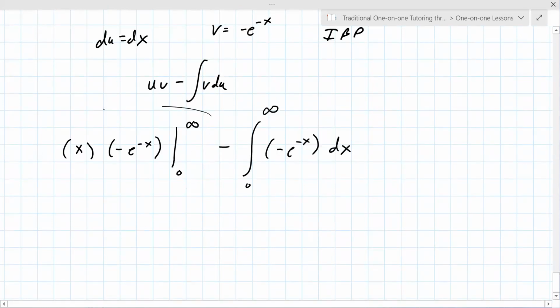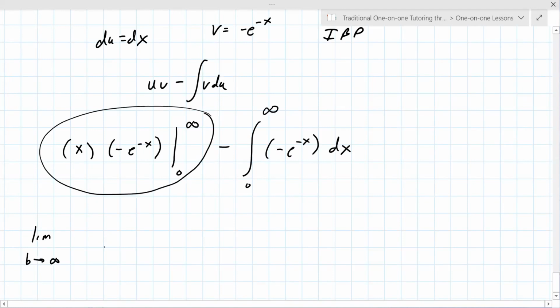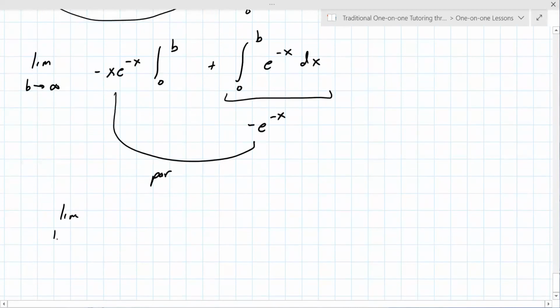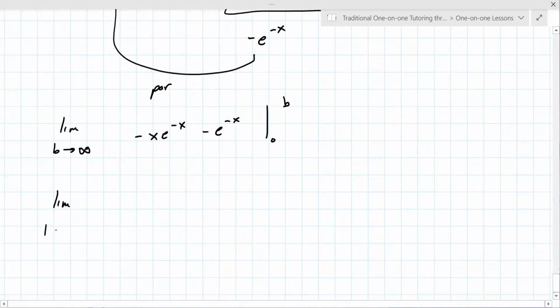So the correct way to do this part on the left, and that's why I'm showing you this, is again to do this limit as b goes to infinity. And it's really minus x e to the minus x from 0 to b. These two make a plus, so it's plus the integral from 0 to b of e to the minus x dx. The antiderivative of this we already did, it's minus e to the minus x. And so you pair these together and do the limit all at once. So you limit as b goes to infinity, minus x e to the minus x minus e to the minus x from 0 to b. And then that last step is you actually have to put in the b.